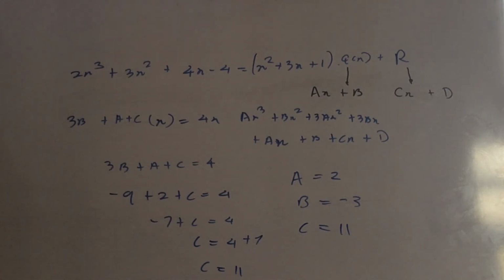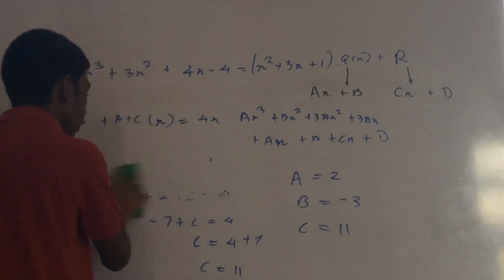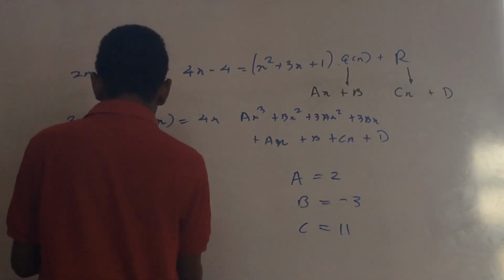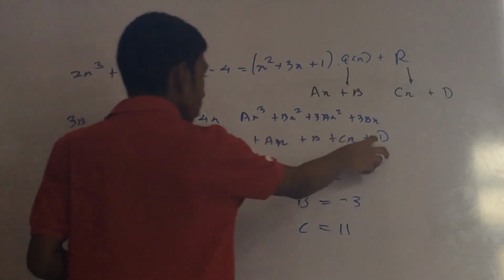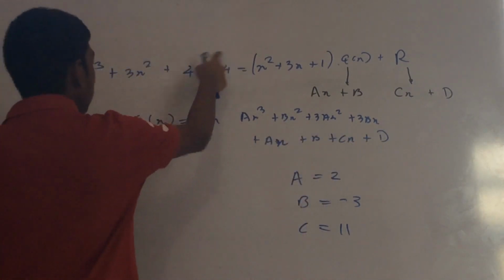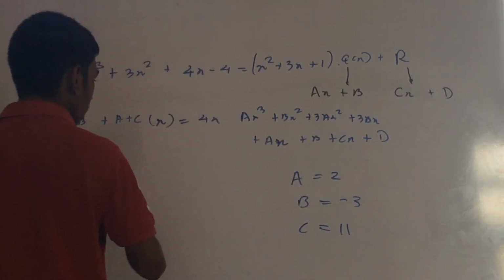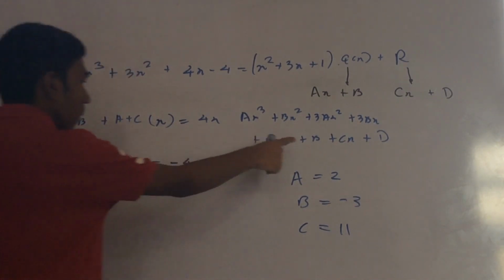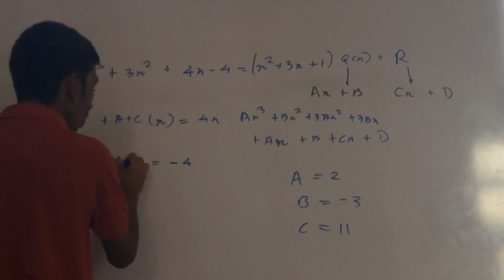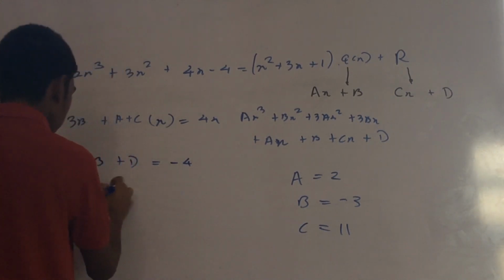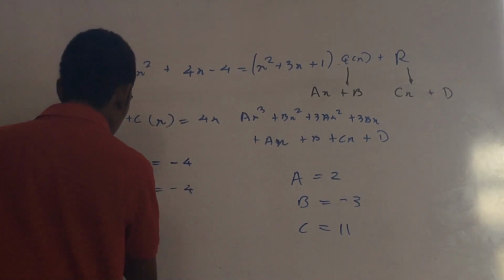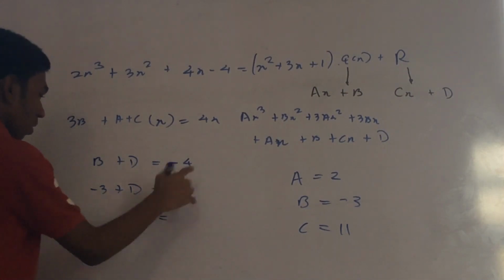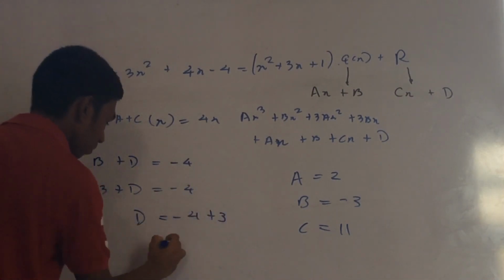Okay, after that, what is left is the constant, power 0. Those are d and b. Here we have d and b, and here the constant is minus 4. Minus 4 should be equal to b plus d. Here b we know is minus 3. Minus 3 plus d is equal to minus 4. Bring minus 3 to the other side, it will be plus 3. Minus 4 plus 3, d will be equal to minus 1.